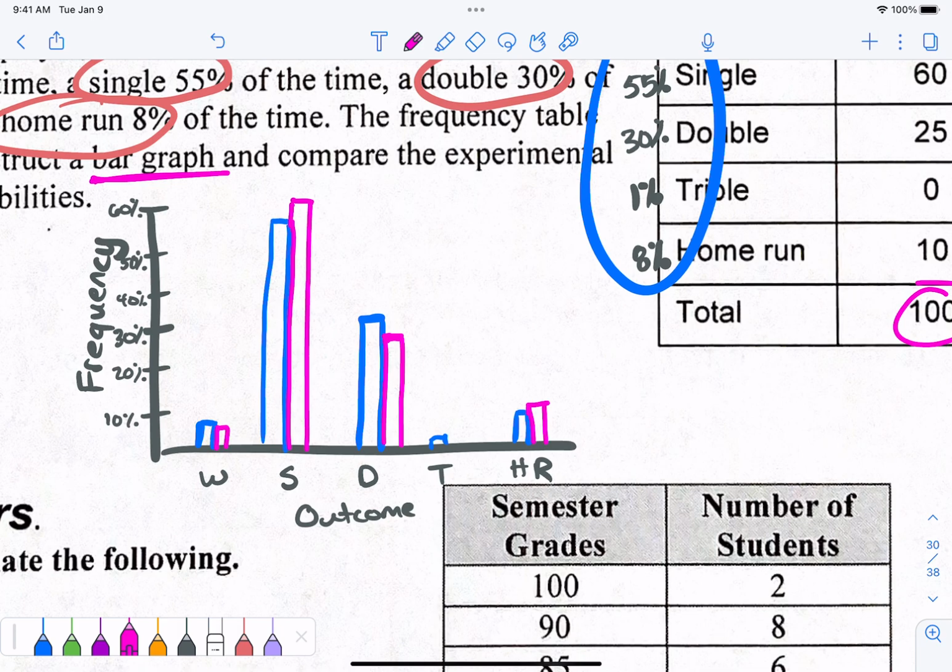Now this bar graph also tells me which categories were the most prevalent, or what's going to happen most of the time. A single. Okay, and then double comes next, right? So I'm usually probably going to get a single or double the majority of the time, right? Very, very rarely do I get a triple. Do you think that's true? If you get a triple, you might as well get a home run, right?